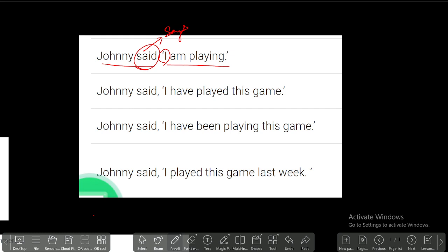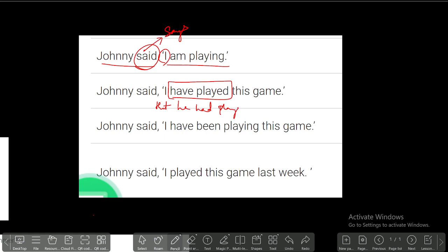Yes, come again with the answer. Johnny says that he is playing. Okay, that's it. And the next question, Johnny said, I have played. What tense is it? Present perfect. So we should change it into past perfect. So what should be our answer? Johnny said that, yes, he had played.